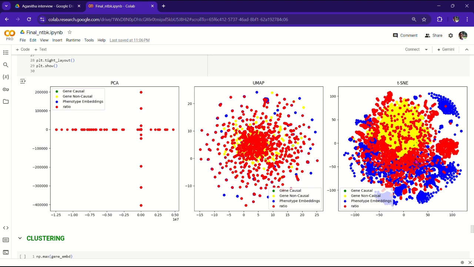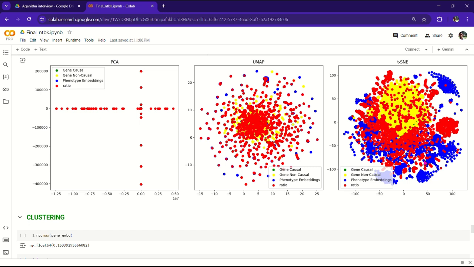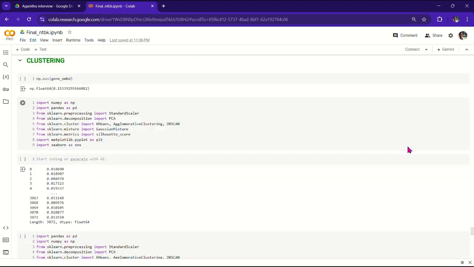And this represents the ratio of the genes. We took the ratio of the embeddings, so the ratio of the embeddings is also performing well, but UMAP is capturing well here because in UMAP causal genes and all these are overlapping, but we see that most of the data is clustered at the center, while in t-SNE it is distributed across the whole graph.